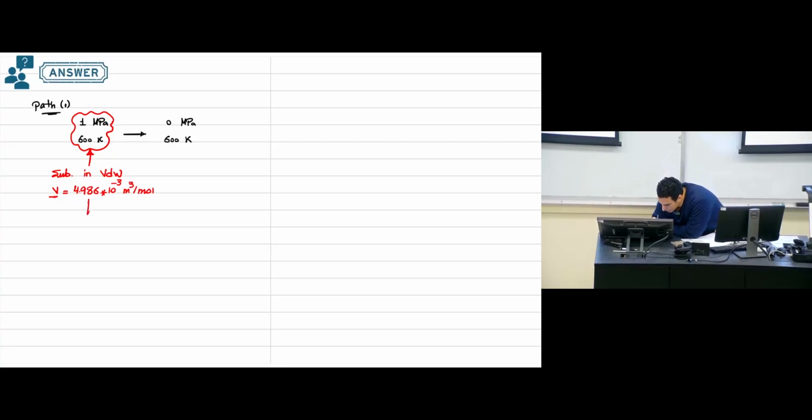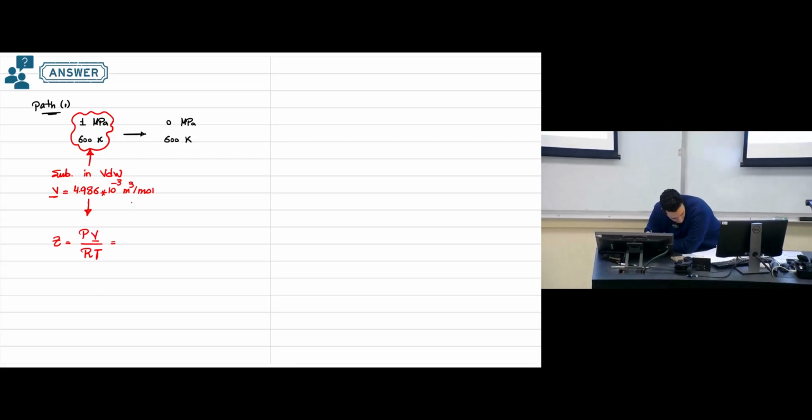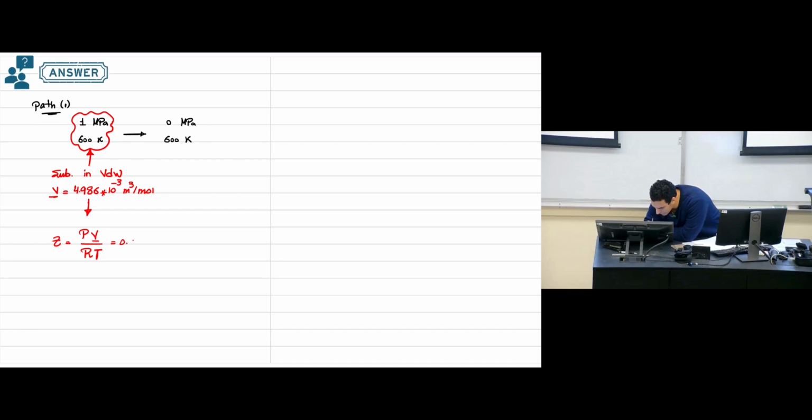And for this value, substitute in the Z equation, the compressibility factor. So we have Z is PV over RT. We have pressure, we have volume, we have temperature. Substitute here with this term, and we will see this one is 0.9995.